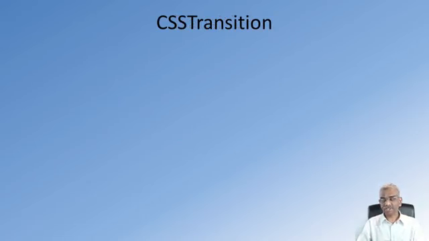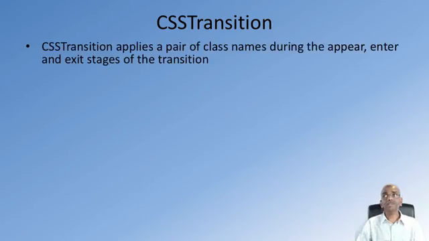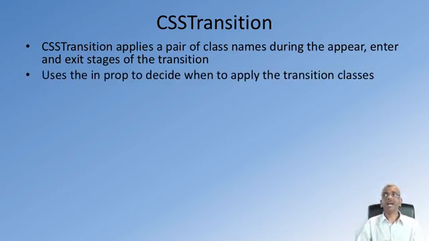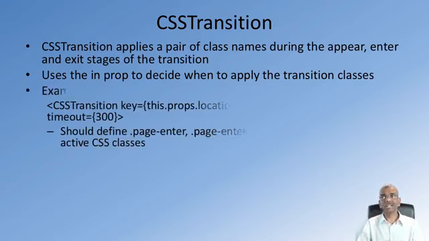The CSSTransition is something that you apply together with the Transition. The CSSTransition applies a pair of CSS classes during the appear, enter, and exit stages of the transition. This also uses the in prop to decide which class to apply, which transition class to apply.